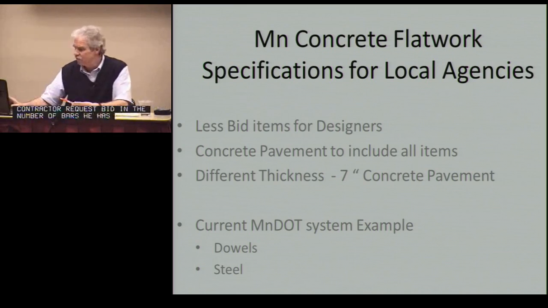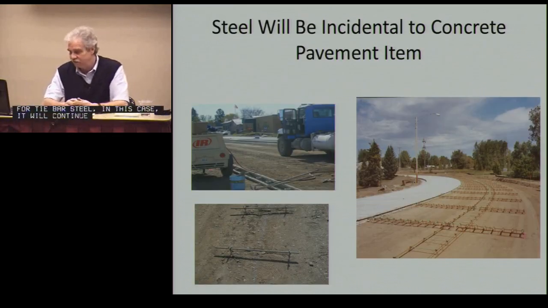Steel has generally been incidental in the MnDOT system for tie bar steel. In this case, it'll continue that way. And so the steel here in this picture, the tie bars down the center line there, would be incidental in the MnDOT system to the price per square yard of concrete, and then the dowels would be separate. In this new specification, all that steel is incidental. It's included in the price bid.